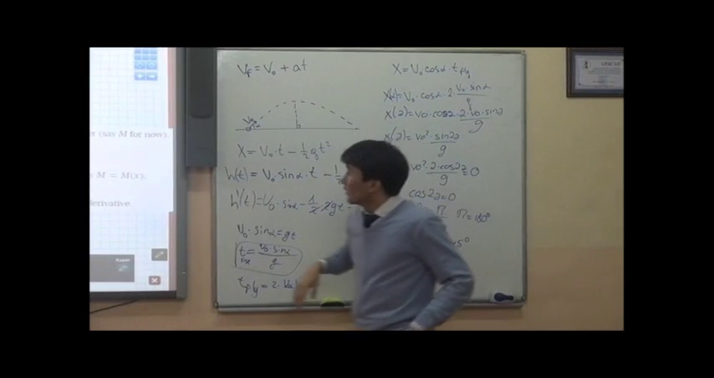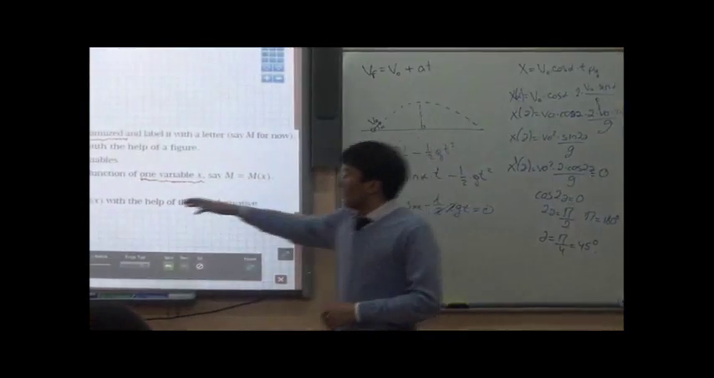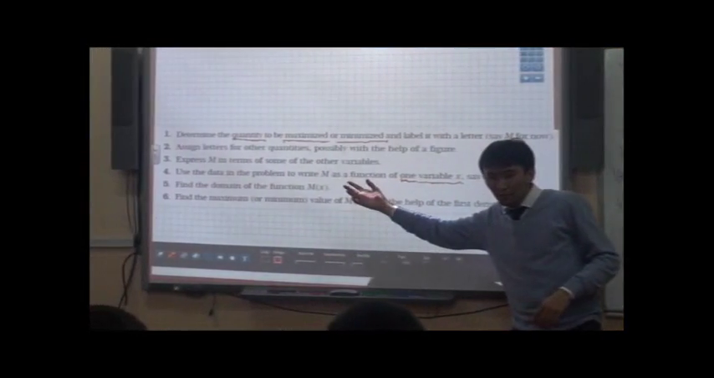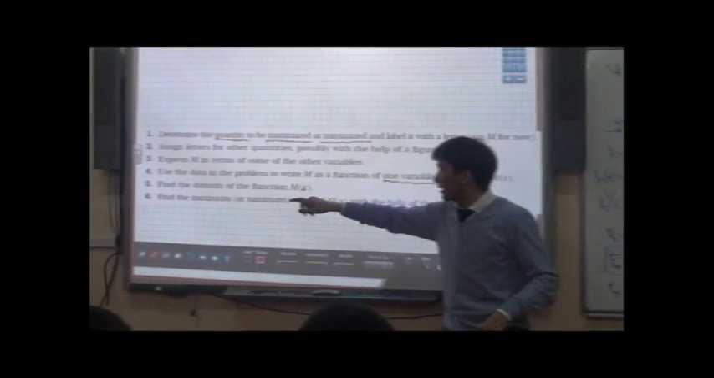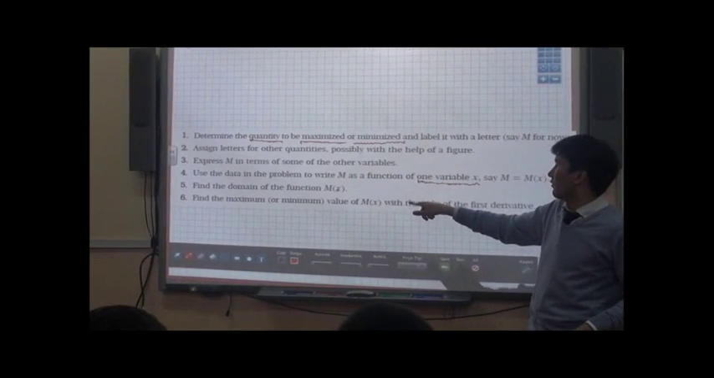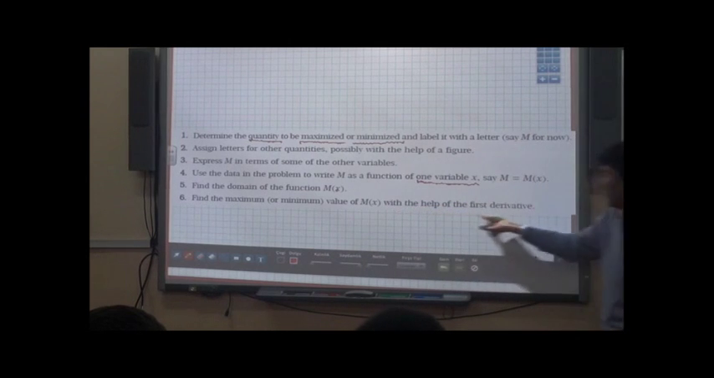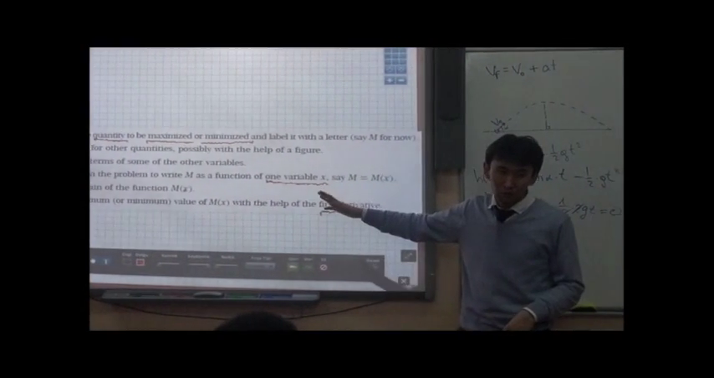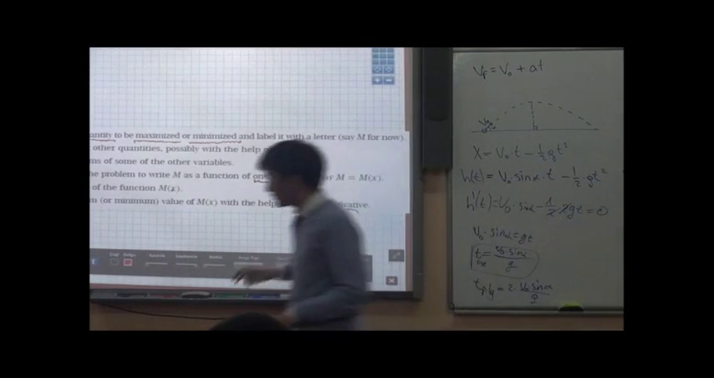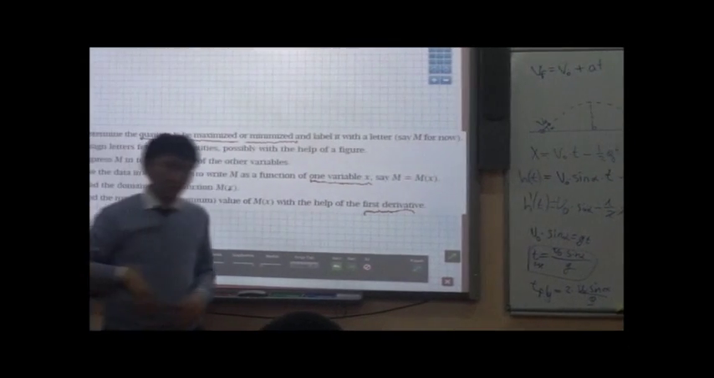Now find the domain of the function, the possible values of X, which values cannot be, and find the maximum or minimum value of M of X with the help of the first derivative. Here's the first derivative. This is the topic that you know, you can find the derivative of the function. Okay, let's solve an example.